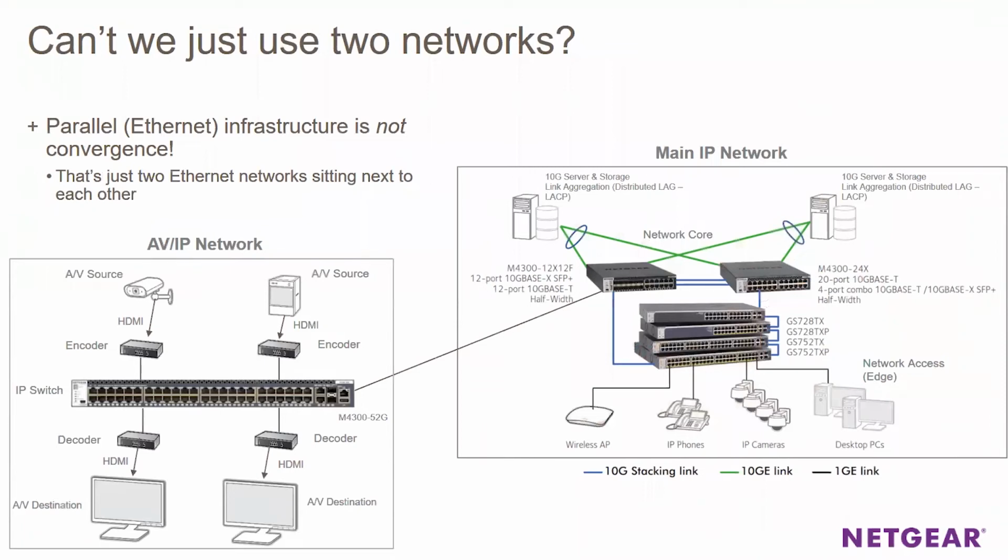But by doing that, you just build another AV over IP network. So it's not convergence, right? It just doesn't converge, because it's another separate network sitting next to the main one. And still, at 1 gig per second, depending on your requirements, you will suffer in terms of latency and also in terms of video quality.